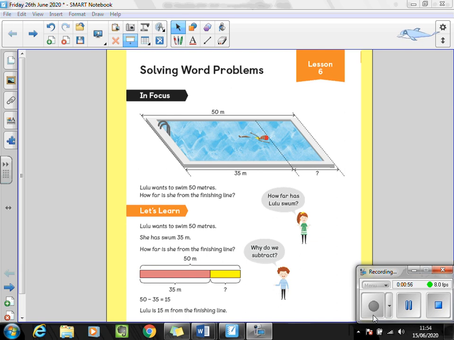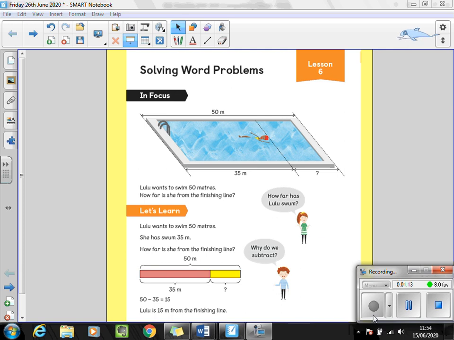Now, looking at the Let's Learn, the best way to solve this problem is to use a bar model. And Year 2s, you've used lots of bar models throughout your education so far, particularly in Year 2. So try and think back to the beginning of the year where we used these lots in our learning.